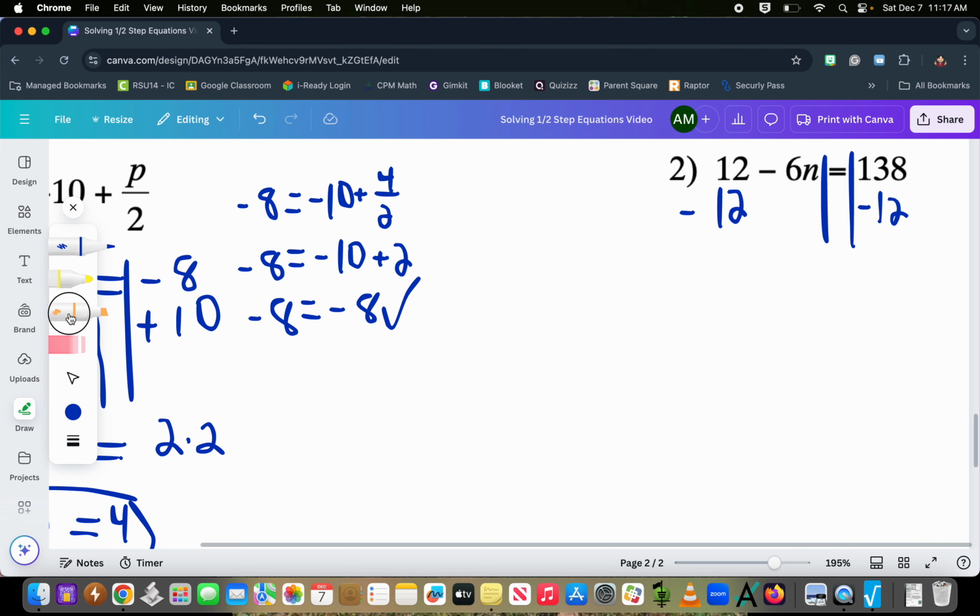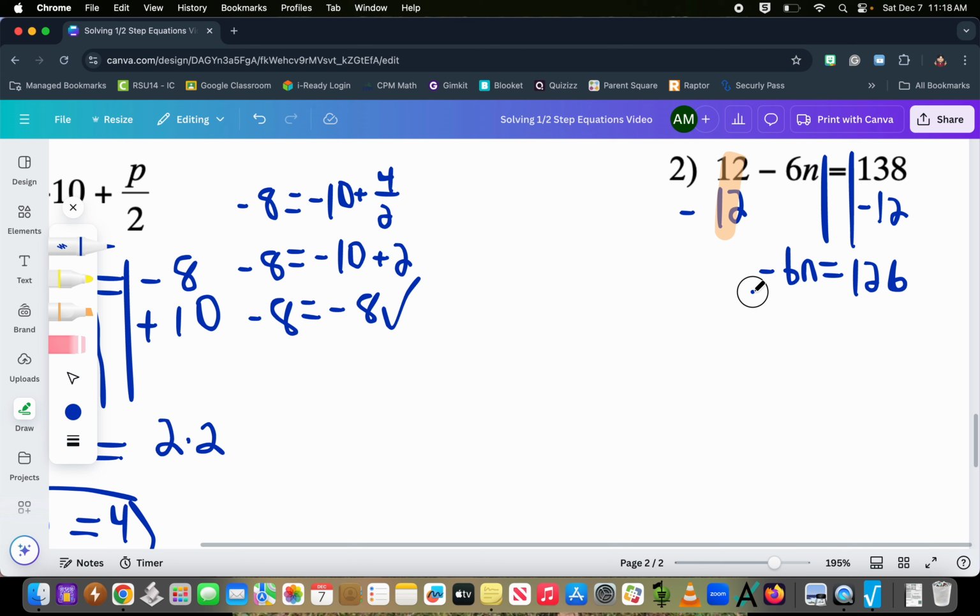So again, what happens on this side, we've got 12 minus 12 is 0 pair. The only thing, again, paying close attention to our signs, this has to come with this right here. So I need to rewrite this one as negative 6n equals 138 minus 12. Well, that's going to give me 126. So now I'm down to just a one-step equation. I have negative 6 times n equals 126.